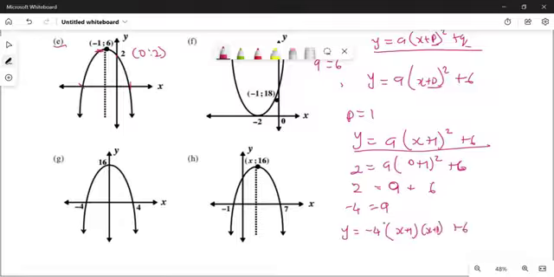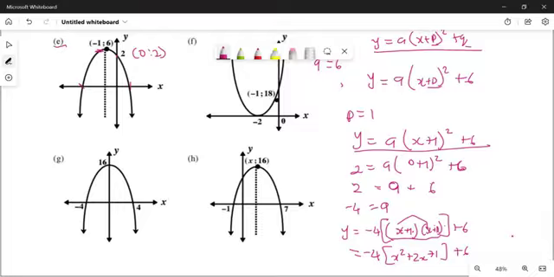Okay, now I am first going to FOIL this squared part. I am going to start by multiplying this one by this one. Then it's going to be -4, open bracket: this one multiplied by this one gives us x squared. Then this one multiplied by this one gives us x. This one multiplied by this one gives us x. And then this one multiplied by this one gives us 1. Close bracket, plus 6.